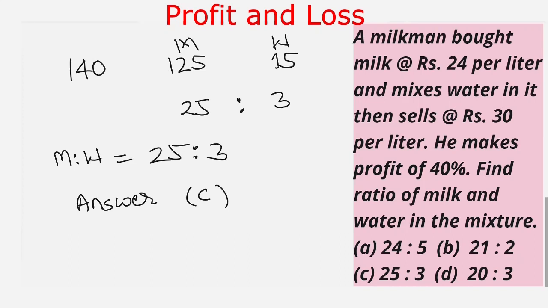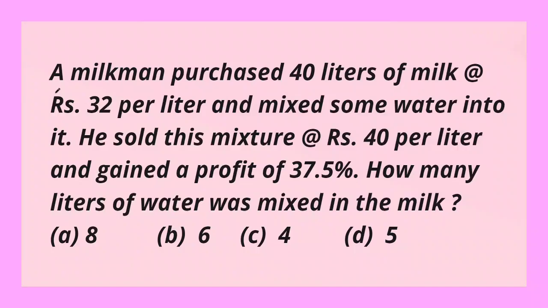Therefore, milk ratio water is 125 ratio 15, and 5 is common between 125 and 15. So we divide both the quantities by 5. That comes out to be 25 ratio 3. Thus milk ratio water equal to 25 ratio 3, and from the given options, our answer is option C. We go to the next question.